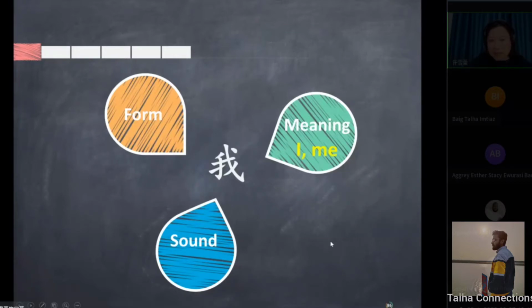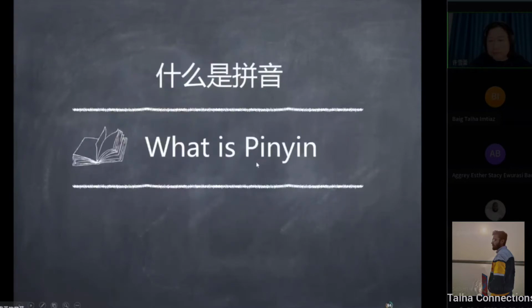Now here, 我. This character is read 我, and the meaning of it is I or me. So, in order to know the pronunciation of the characters, we should learn the symbols we use to label the pronunciation of the characters. That is what we call pinyin. Pinyin is the phonetic system of written Chinese.